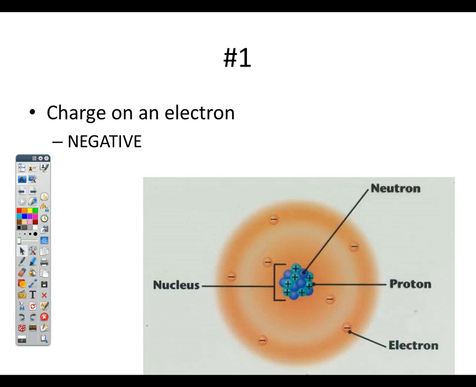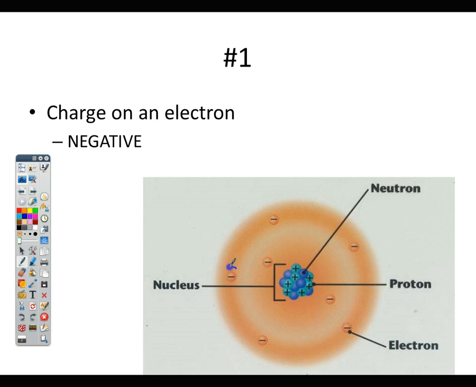These are electrostatics conceptual questions, and this is number 1. It says the charge on an electron, and we know that electrons are the little particles on the outside of the atom, and they move randomly, so they kind of move along this path, and they are negative, and that is the answer to number 1.